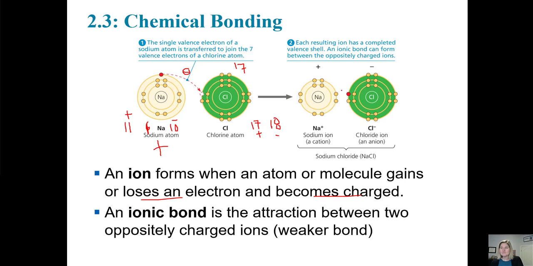Okay? So in this case, the sodium has lost an electron, became a positive ion, and the chlorine has gained an electron, became a negatively charged ion. So they form that weak bond. So that's called an ionic bond. They're not sharing electrons, they're gaining or receiving electrons from each other.